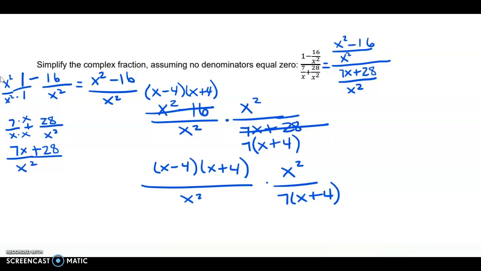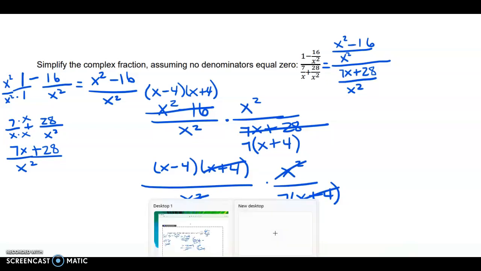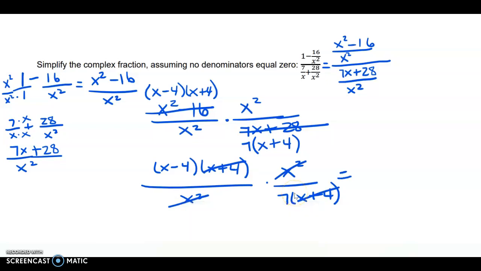Now at this point I can start cross-canceling. I can see my x squareds will cancel. I've got an x plus 4 that will cancel with an x plus 4. And that's going to be it. So in the numerator, I just have x minus 4. In the denominator, I have 7. So this will be my final answer.